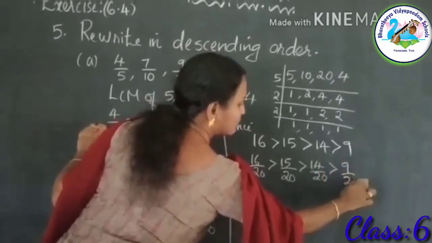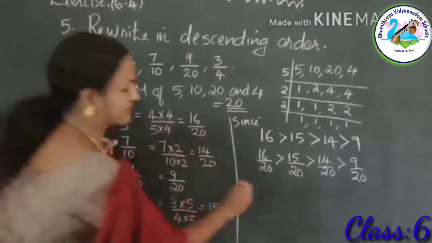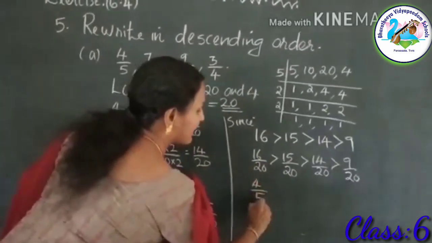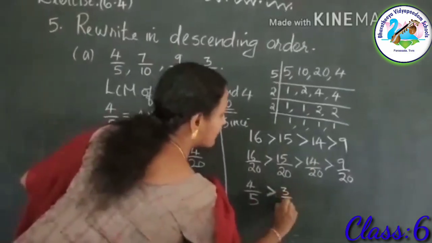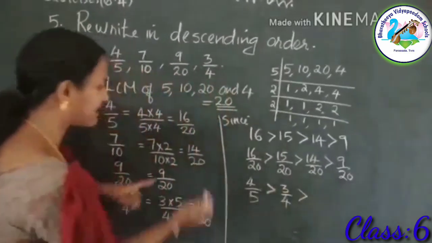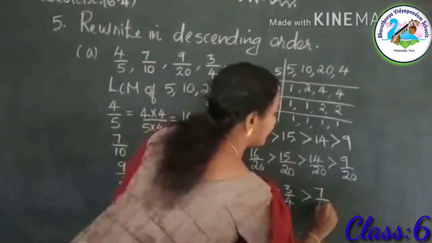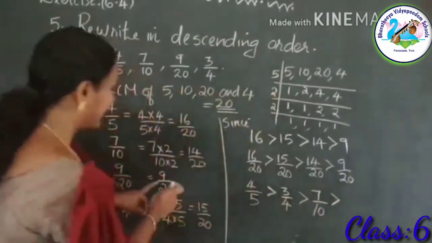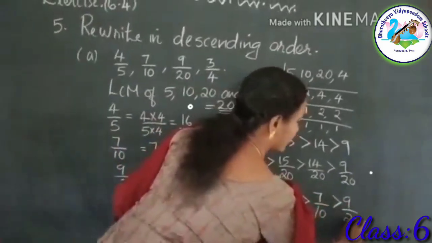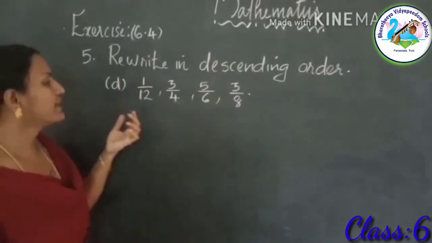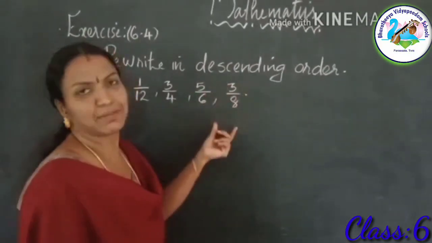16 by 20 is the same as 4 by 5. So 4 by 5 is greater than 15 by 20, which is 3 by 4. 3 by 4 is greater than 14 by 20, which is 7 by 10. 7 by 10 is greater than 9 by 20, which is 9 by 20. Next, option D: 1 by 12, 3 by 4, 5 by 6, 3 by 8.